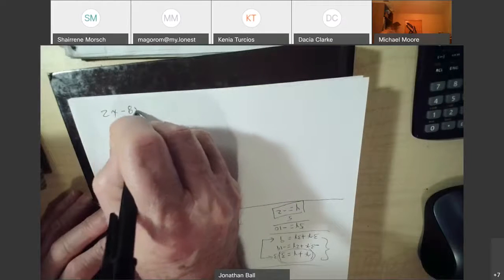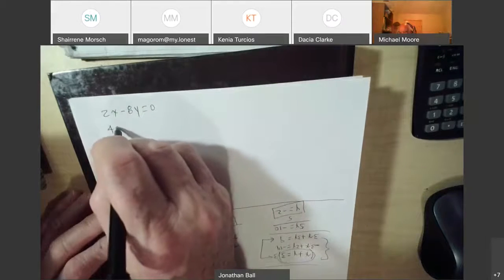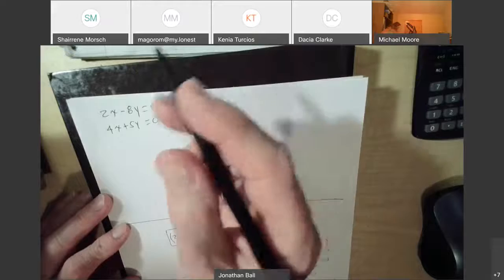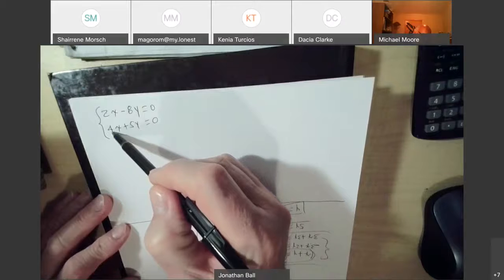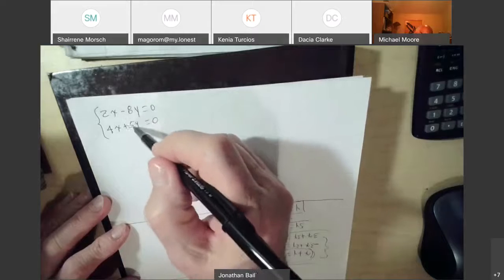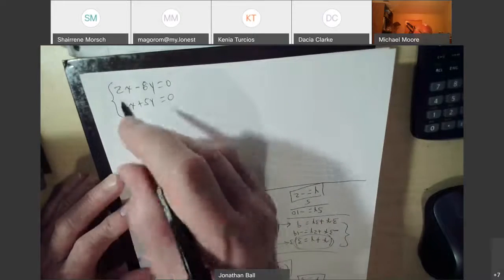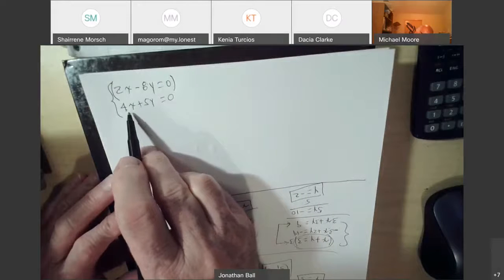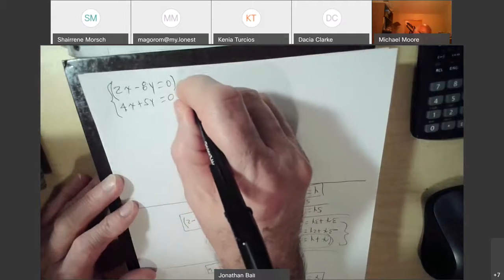2x minus 8y equals 0, and 4x plus 5y also equals 0. System of equations. Now, is 2 a factor of 4? Yes. So we might be able to do something to the 2 to get it to negative 4. And 5 and 8, neither one is a factor of the other one, so let's not fool with that one, unless you want to. Okay. What do we want to multiply this top one by to be the opposite of 4x? We're going to multiply by negative 2.